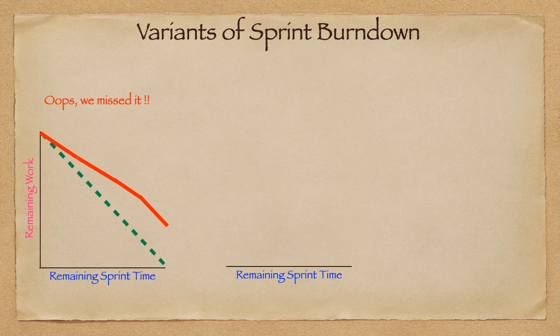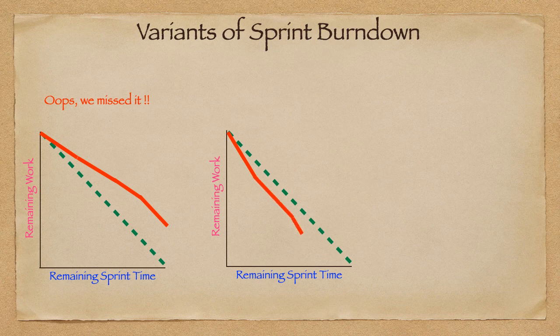Let's take another example. The x-axis is the remaining sprint time and the y-axis is usually the remaining work, and the ideal line is a green dotted line. In this case, the team is completing a little ahead of time. If you look at the red line, it is coming below the green dotted line, which represents they are ahead. In the previous example, the red line was above the green dotted line. That means they are behind. If the red line is in and around the green dotted line, that means they are on track.